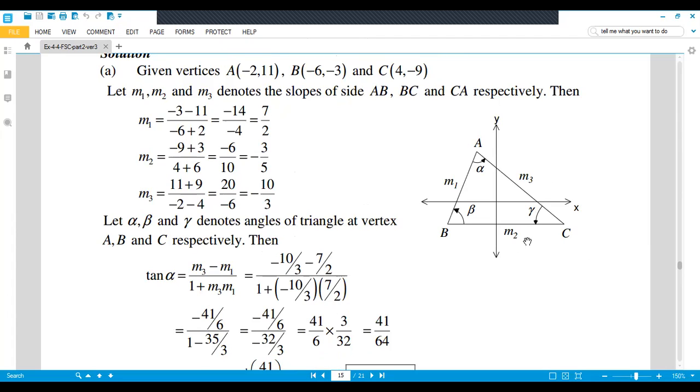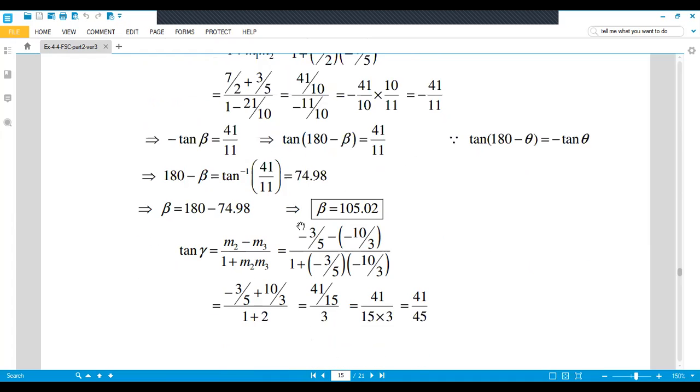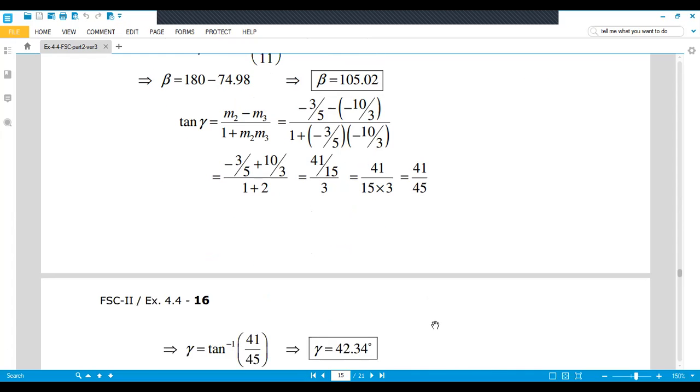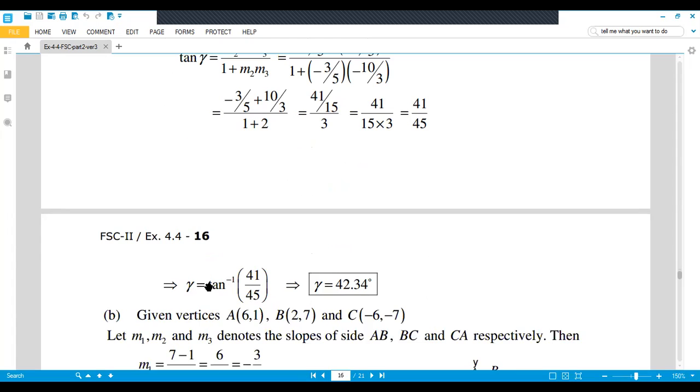So tan gamma will be equal to (M2 minus M3) divided by (1 plus M2 into M3). The M2 and M3 values we already found. We put those values in, and when we simplify and take the LCM, we get 41 over 15 divided by 3, and 15 threes are 45. So tan gamma is 41 over 45, and gamma is tan inverse of 41 over 45, so that is 42.34 degrees.